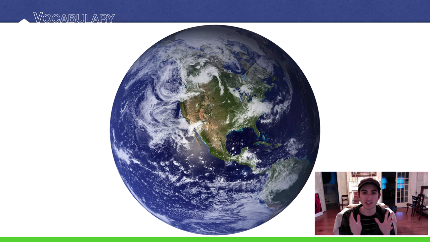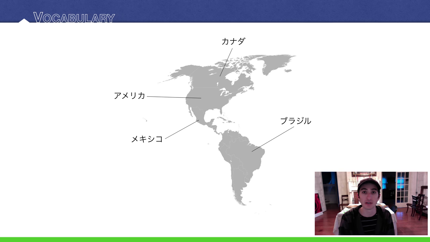I put up a big picture of the earth here because we are going to be learning countries, a lot of them by region. We're going to start in the Western Hemisphere. Up here, we have Canada, America, United States of America, Mexico, and Brazil.